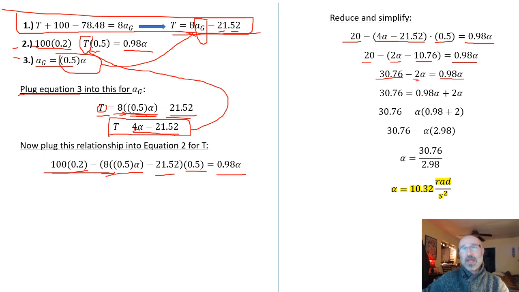You can say I have an alpha there and an alpha there. Let's try to get these on the same side. So this becomes 30.76 is equal to 0.98 alpha plus 2 alpha there. Pull out my common term, my common alpha there, so I end up now having 30.76 is equal to alpha times 0.98 plus 2. So 30.76 is equal to alpha times, when I add those together, 2.98. Rearrange, solve for alpha. Alpha is equal to 30.76 divided by 2.98. When I do that out, my alpha now has a value of 10.32 in units of radians per second.